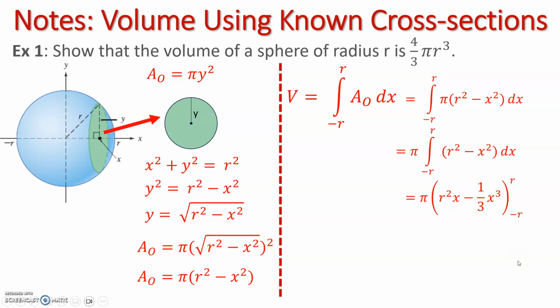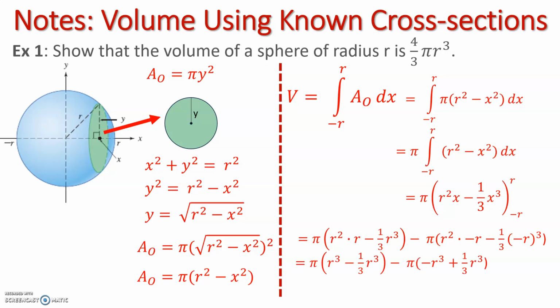Now, evaluating this, we get pi times r squared times r minus 1/3 r cubed, minus pi times r squared times negative r minus 1/3 times negative r cubed, which when simplified becomes pi times r cubed minus 1/3 r cubed, minus pi times negative r cubed plus 1/3 r cubed. Now note here, r cubed minus 1/3 r cubed is 2/3 r cubed. And then here, negative r cubed plus 1/3 r cubed is negative 2/3 r cubed.